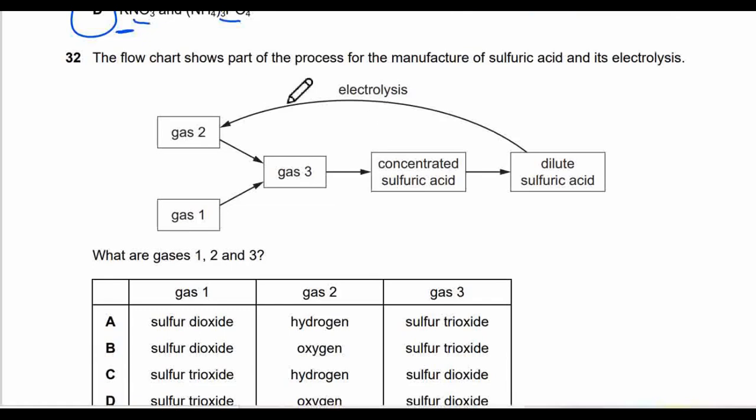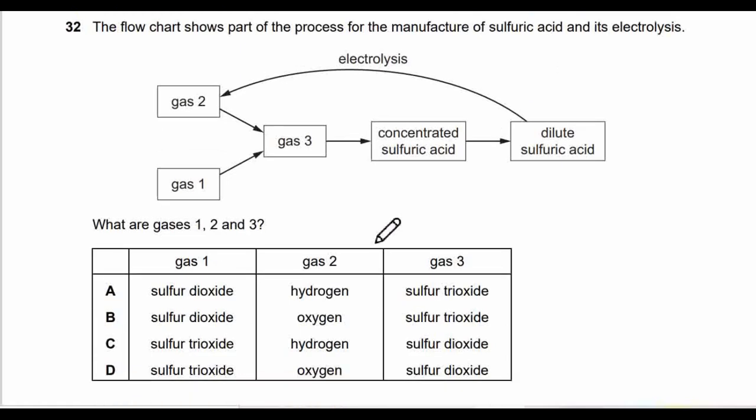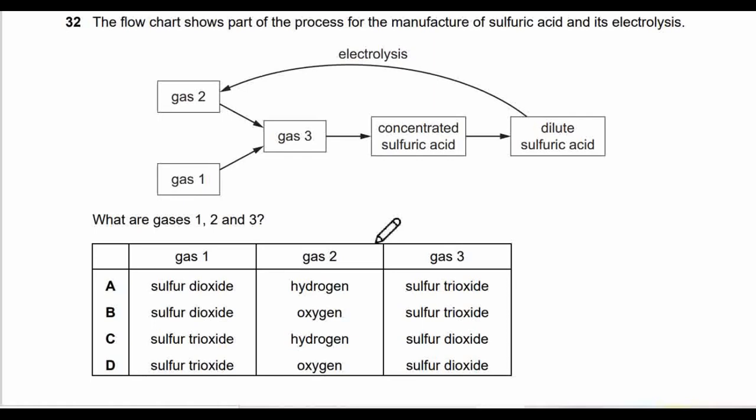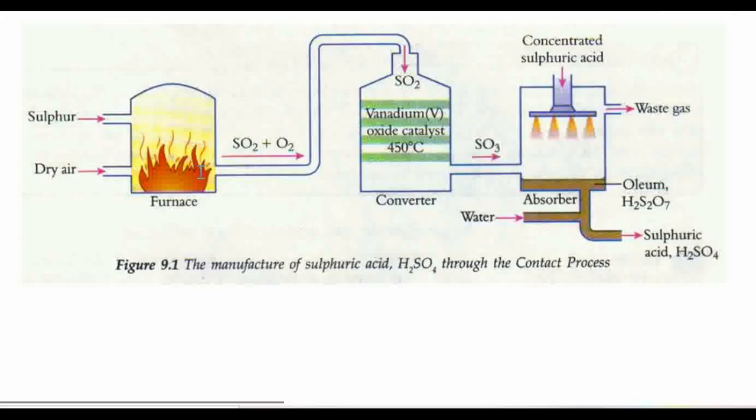The flow chart shows part of the process for the manufacture of sulfuric acid and its electrolysis. What are gases in 1, 2, and 3? So this is the process of manufacturing sulfuric acid. It starts from the sulfur dioxide with oxygen to form sulfur trioxide, and then after that it will be concentrated to form oleum, and the final product is sulfuric acid.